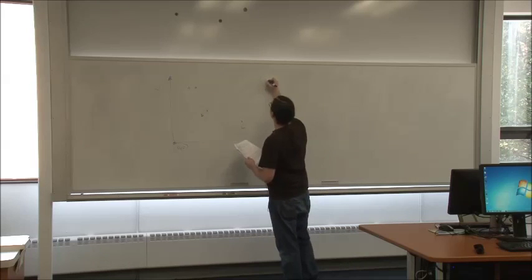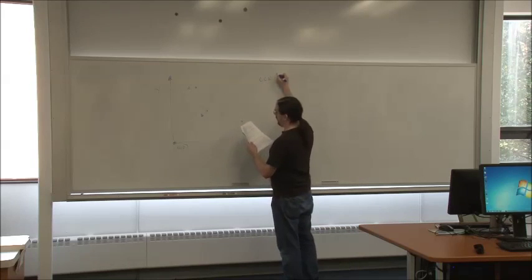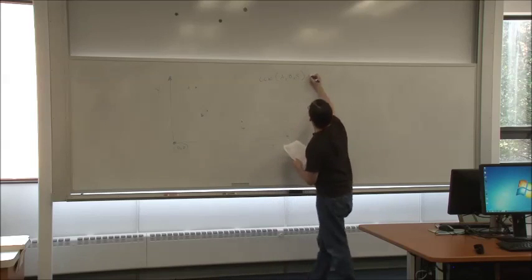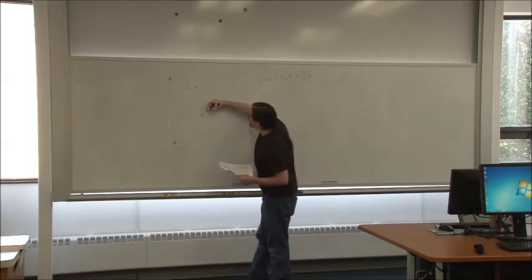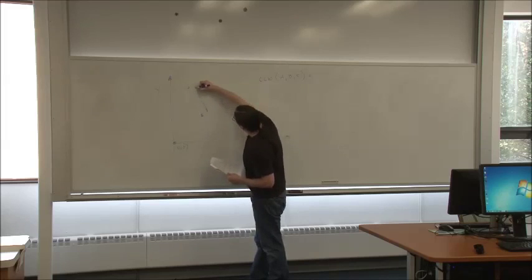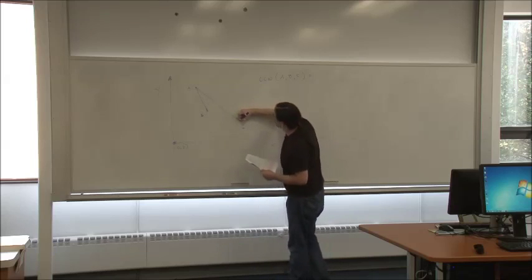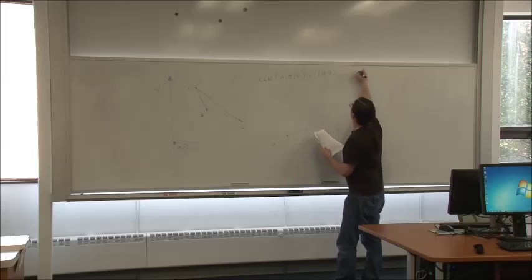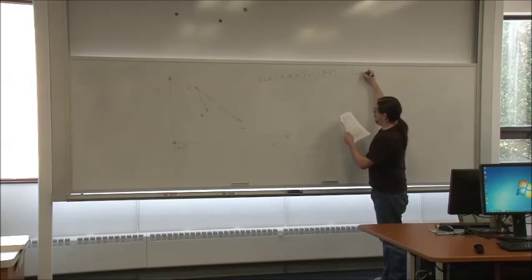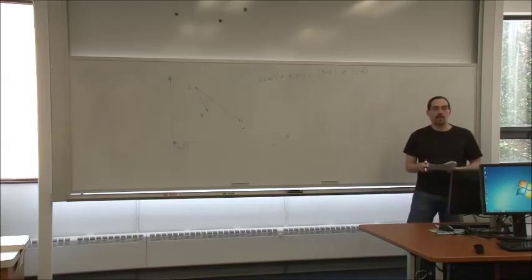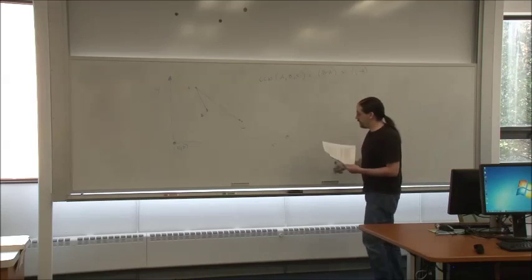So let's define a function. I'll call it CCW on 3 points, A, B, and C. We'll define it as, we'll take two vectors, AB and AC. That is equivalent to B minus A and C minus A. And we'll look at the cross product of these vectors.